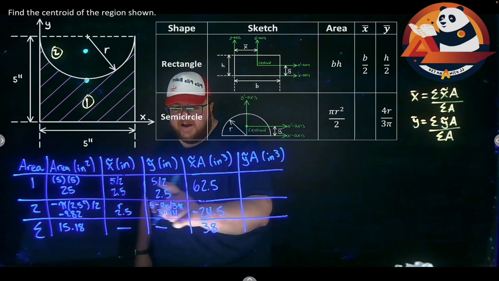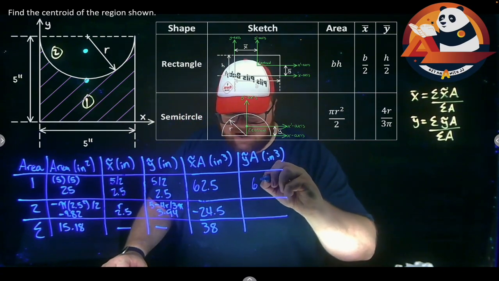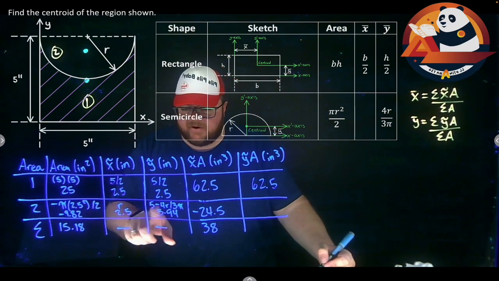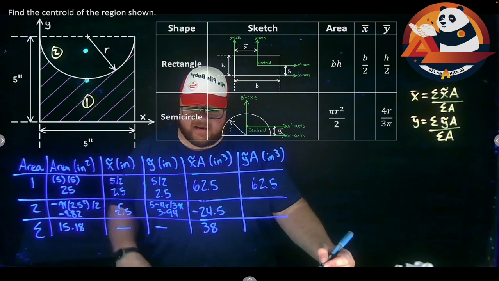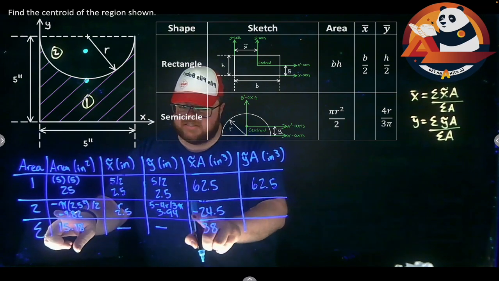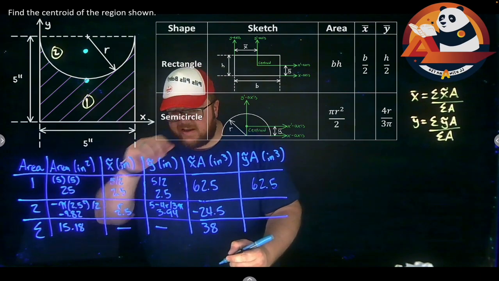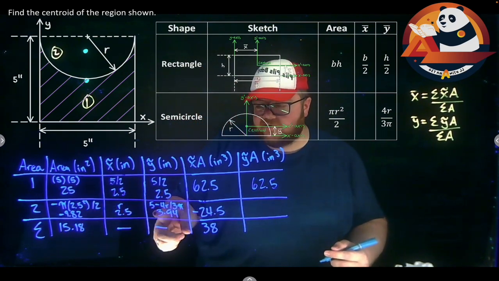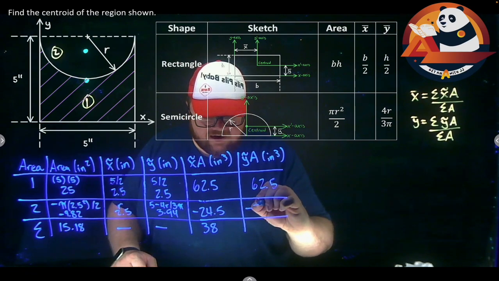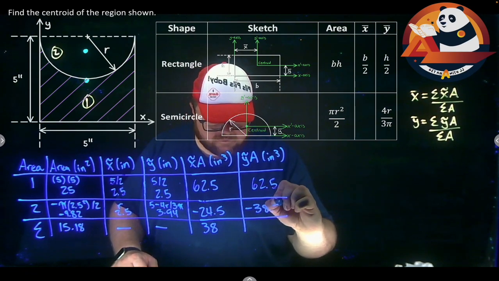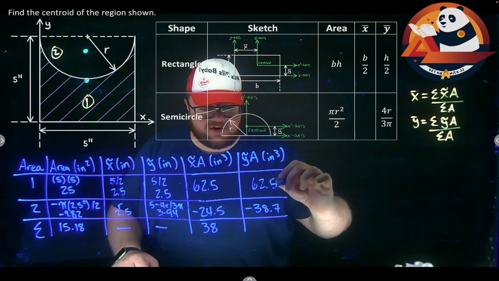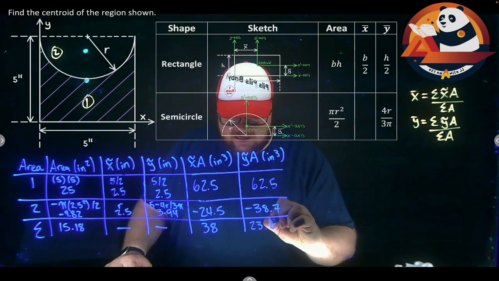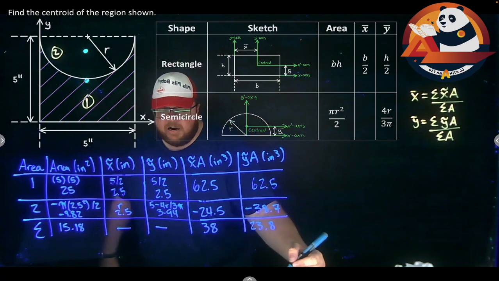For y tilde a, 25 times 2.5 is still 62.5. For y tilde a for our second shape, we get 3.94 times negative 9.82. Don't drop this negative. It's a really common mistake. I should have said it here too. To correctly find the area, remember, it's negative area. Negative 9.82 times 3.94 should get us a negative 38.7. And if I add that up, 62.5 minus 38.7 should get me to 23.8, which would be our final piece on our table.